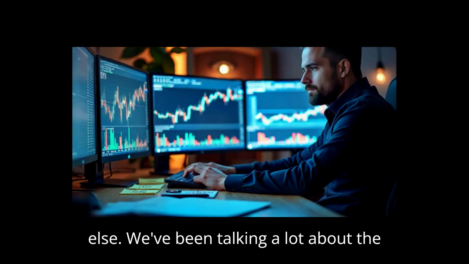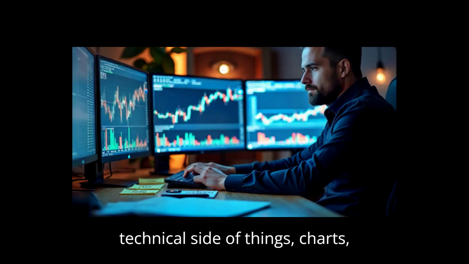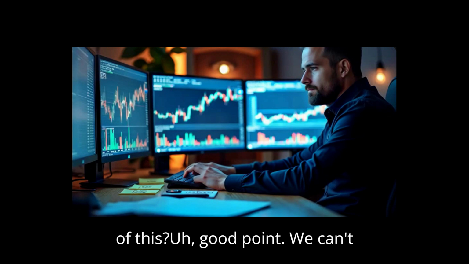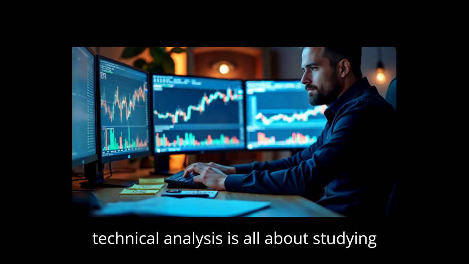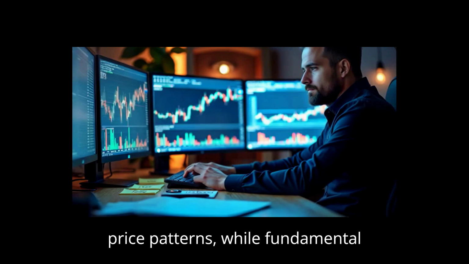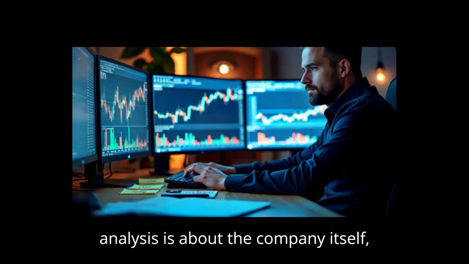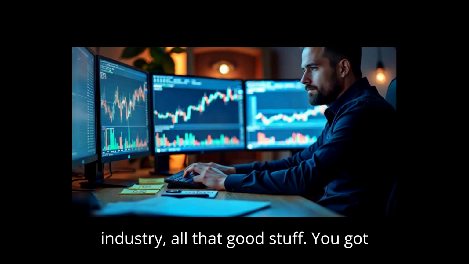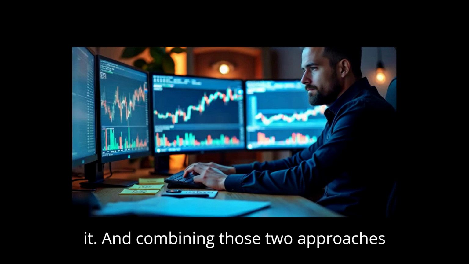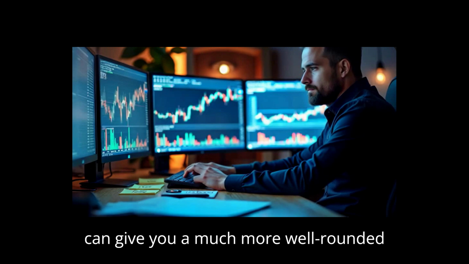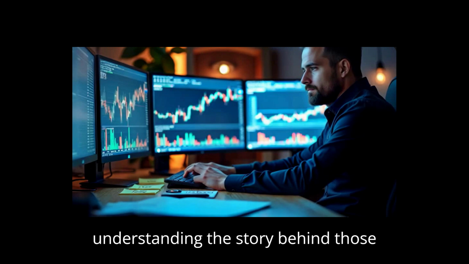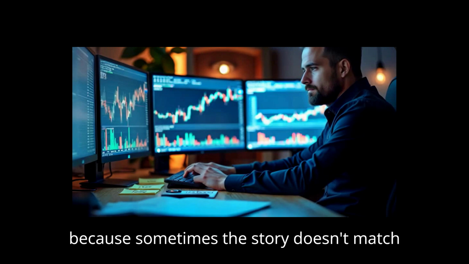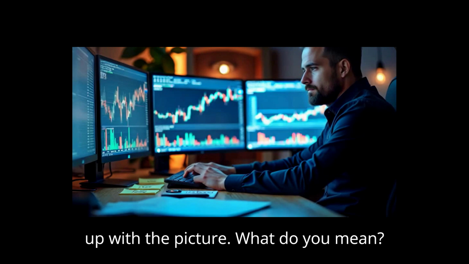Now, I also want to touch on something else. We've been talking a lot about the technical side of things, charts, indicators. But what about the fundamentals? Where do they fit into all of this? Good point. We can't forget about the fundamentals. Remember, technical analysis is all about studying price patterns, while fundamental analysis is about the company itself. Right, like their financial health, their industry, all that good stuff. You got it. And combining those two approaches can give you a much more well-rounded view of the market. So it's not just about chasing lines on a chart, but also understanding the story behind those lines. That's a great way to put it, because sometimes the story doesn't match up with the picture. What do you mean?